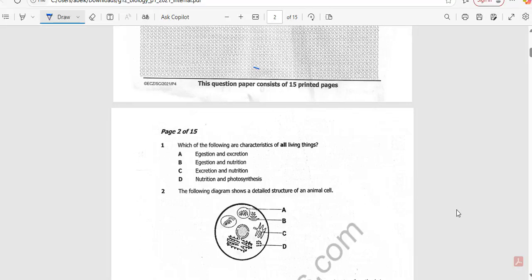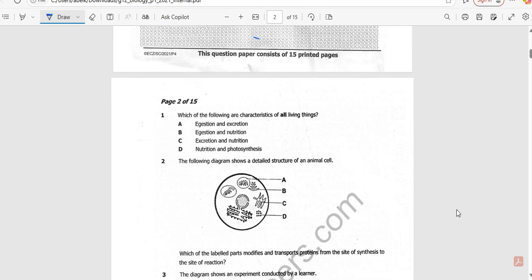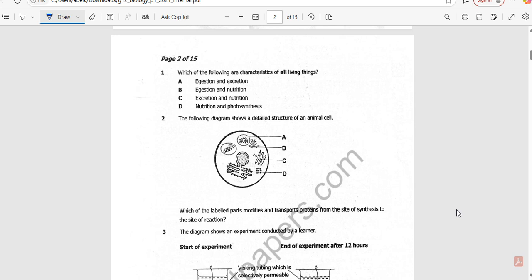So let's do 2021 biology paper 1. The first question is saying, which of the following are characteristics of living things? We have egestion and excretion, egestion and nutrition, egestion and excretion and nutrition, then nutrition and photosynthesis. Looking at this, we need to extract something which is not making sense.